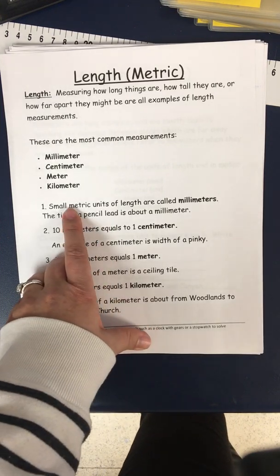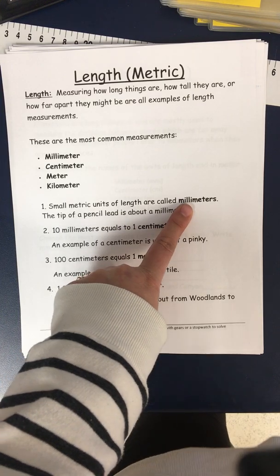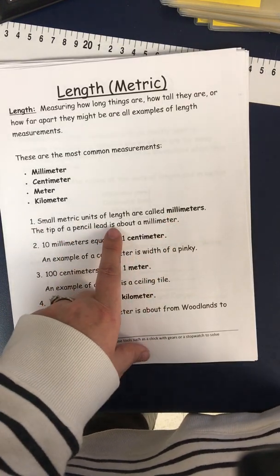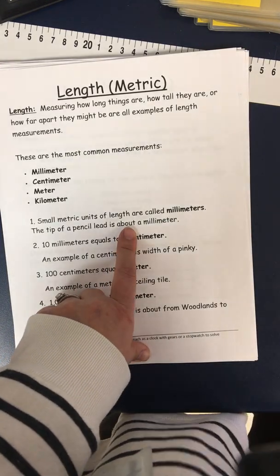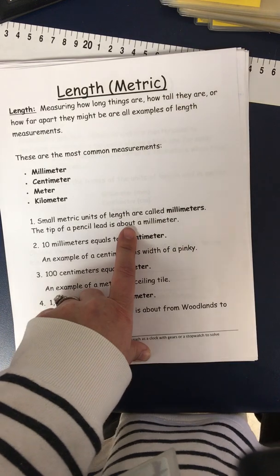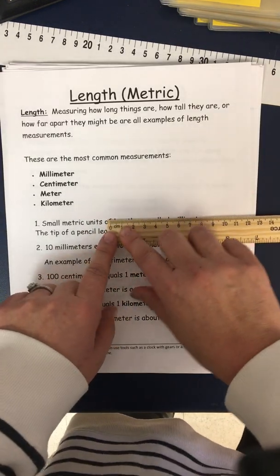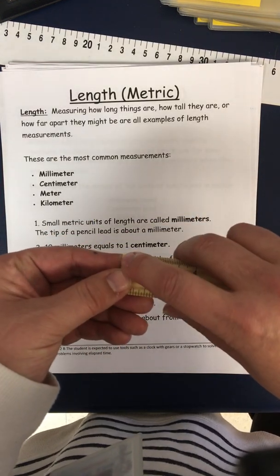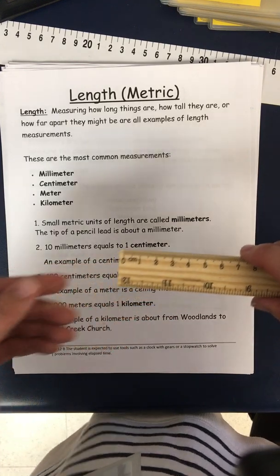Okay. Small metric units of length are called millimeters. So that's the smallest unit that we have, and they're millimeters. The tip of your pencil is about a millimeter. So if you're thinking about a millimeter, I have a pencil here. It's about the small little tip. I also have a ruler here. On the top of this ruler are centimeters. Okay. Each itty bitty little black line here is a millimeter, so you can see how small that is.